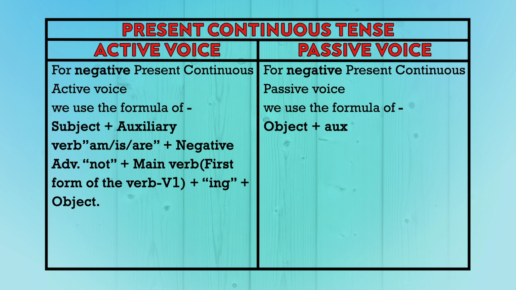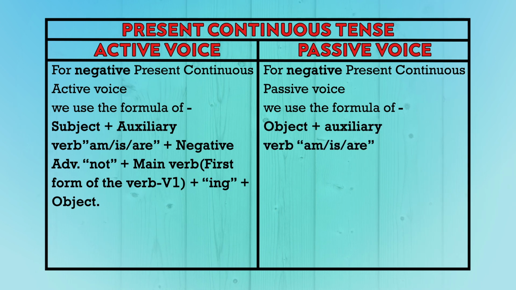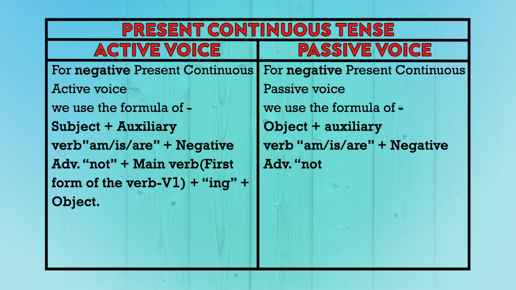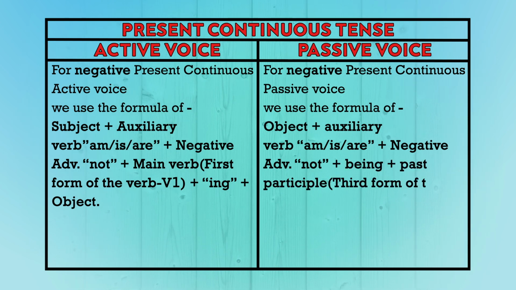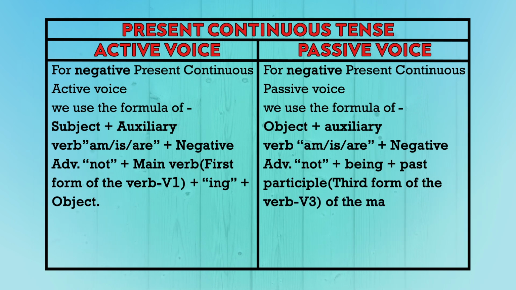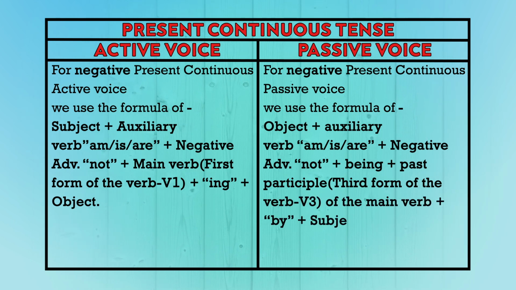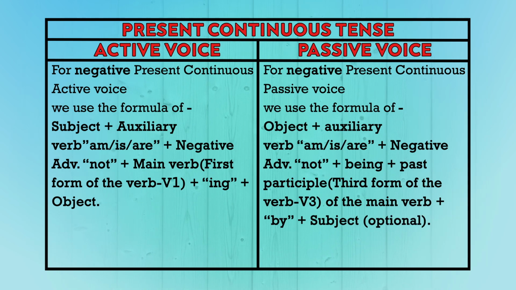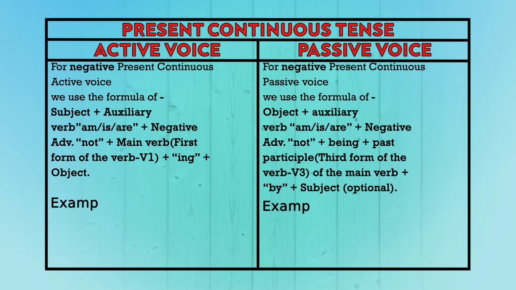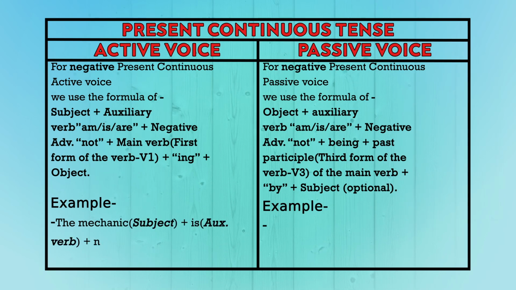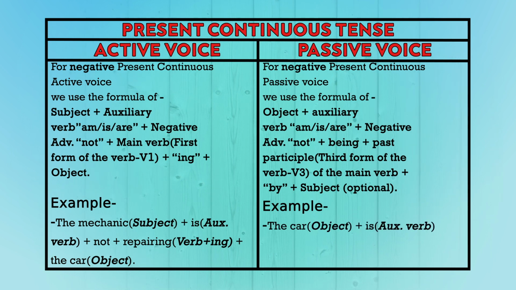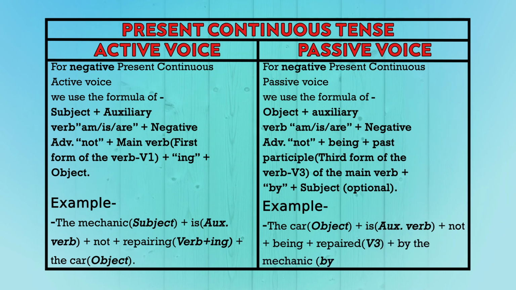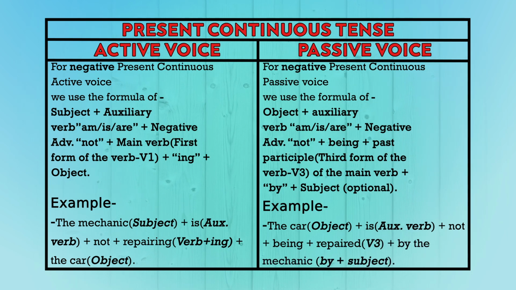it will be object plus am, is, are plus not plus being plus past participle, third form of the verb, plus by plus the subject. So let us look into some examples. The mechanic is not repairing the car. The car is not being repaired by the mechanic.